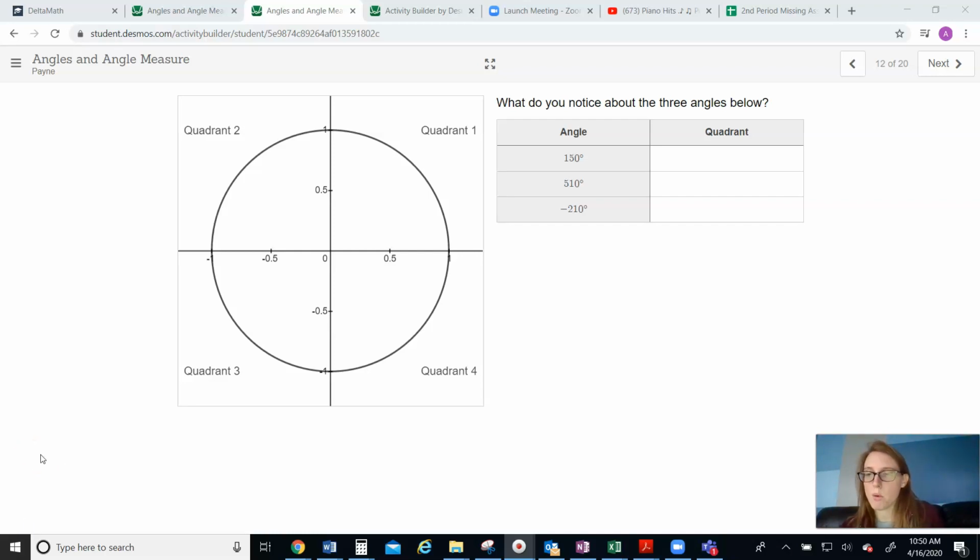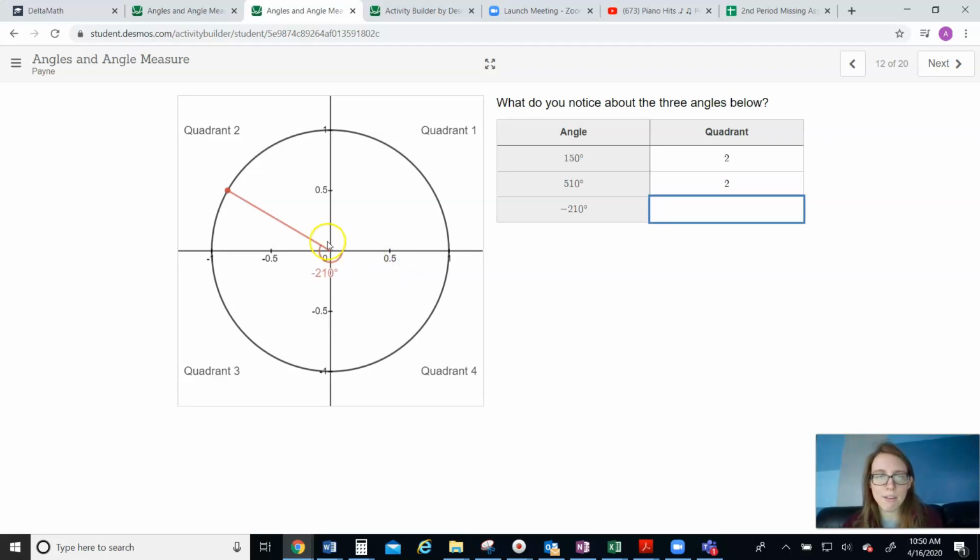This is the same activity we were working on on Tuesday and Wednesday. So you'll notice now we are starting on slide 12. Okay. So the first thing we looked at is what we noticed with these three angles below. So this 150-degree angle, you can see it's in quadrant 2. As I move to the next angle, notice that this line did not change, but the angle did, right? So the angle got bigger, but it's still ending at the same place.